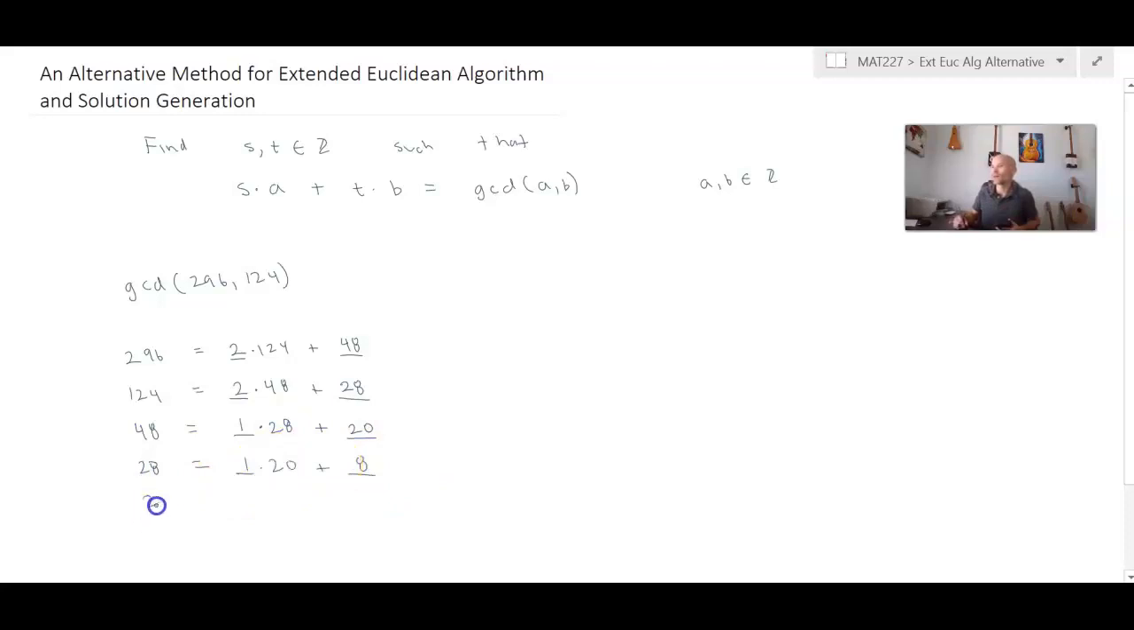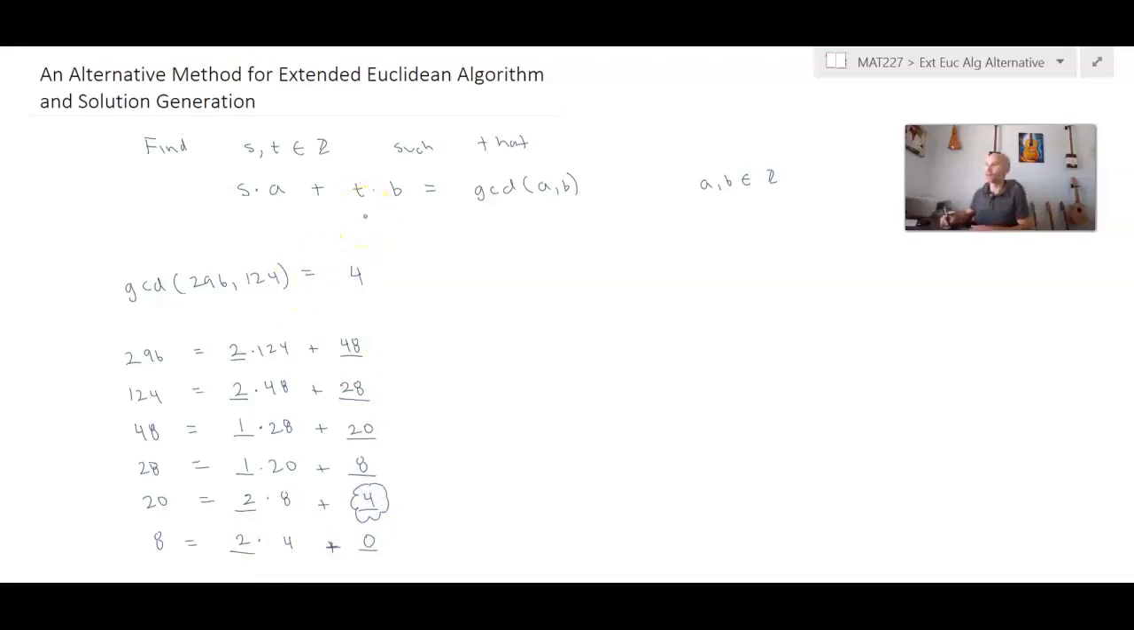And now working on 20 and 8. Okay, 8 goes in twice, leaves a remainder of 4. And I'm just about done here. Now between 8 and 4, well, 4 goes into 8 2 times and leaves a remainder of 0. So my greatest common divisor is equal to 4.